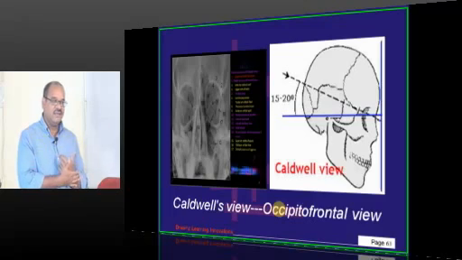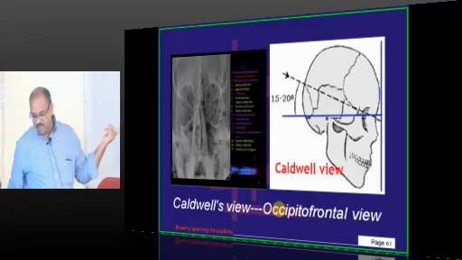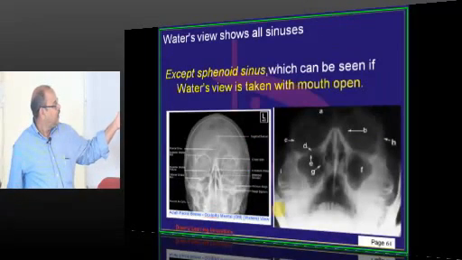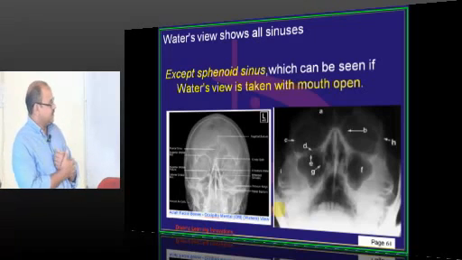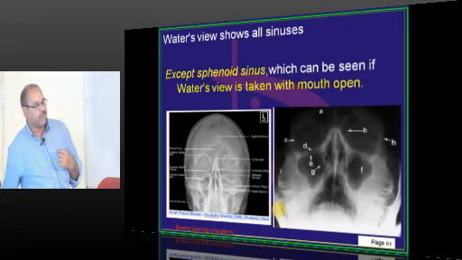Waters view is also called occipito-mental. Caldwell, occipito-frontal. So you can remember like this: Caldwell view, occipito-frontal, so frontal sinus is better seen. Okay, occipito-mental, maxillary sinus is better seen. Waters view shows all sinuses except sphenoid sinus, which can be seen if Waters view is taken with mouth open.